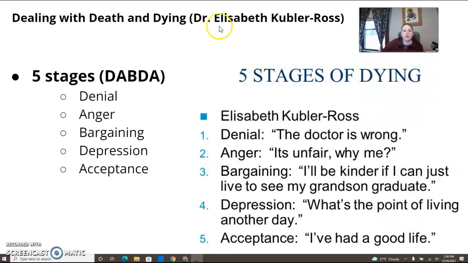The 5 stages of death and dying might be involved too. I remember it by this, DABDA: denial, anger, bargaining, depression, and acceptance. The initial stage is denial: the doctor's wrong, this can't possibly be happening. Anger: it's unfair, why is this happening to me? Bargaining: well, if I do this, will I get this result? Depression, and then acceptance are the 5 stages. So if you write this little abbreviation down, DABDA, it helps you remember those.